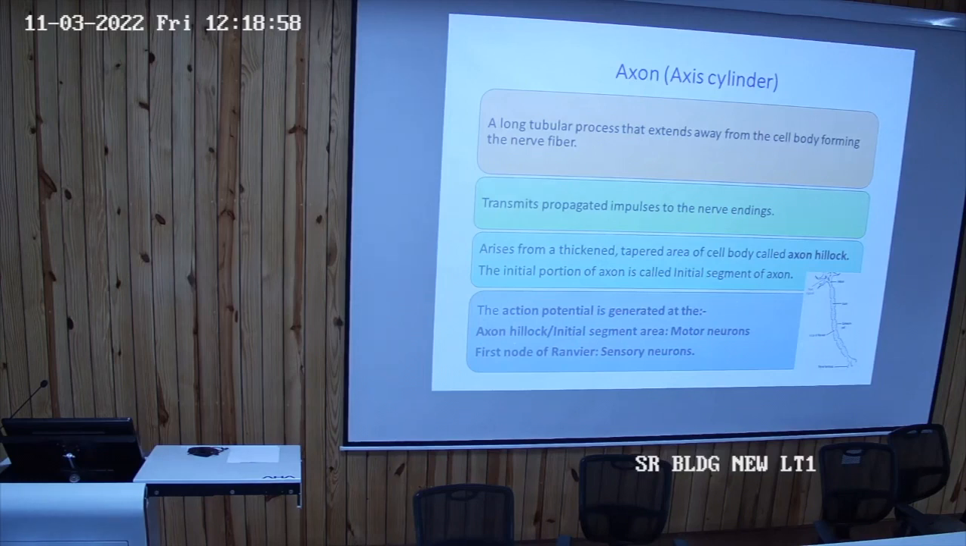In case of motor neuron, you know the motor neurons and sensory neurons. So motor neurons से कहाँ से start होते हैं action potential? It is in the region of axon hillock or initial segment. But in case of sensory neuron, it is in the first node of Ranvier. Okay, जहाँ पे gap होता है myelin sheath का, वहाँ पे start होता है. In the case of sensory neuron.